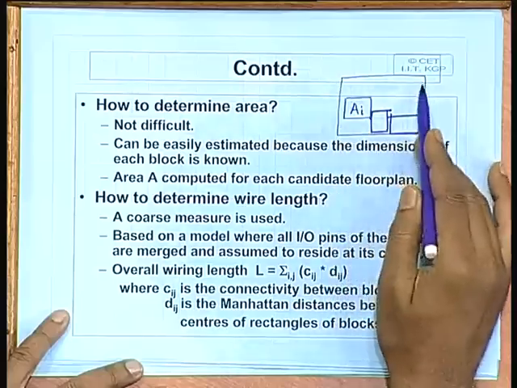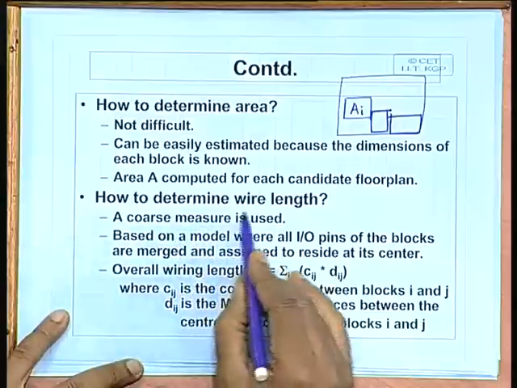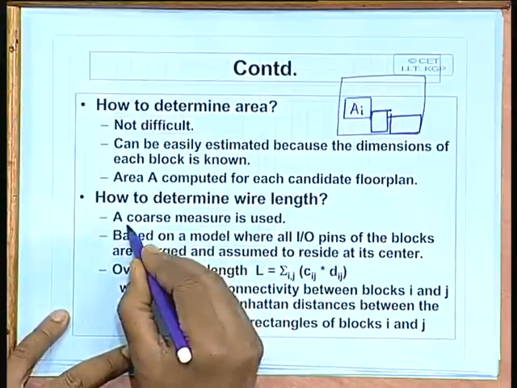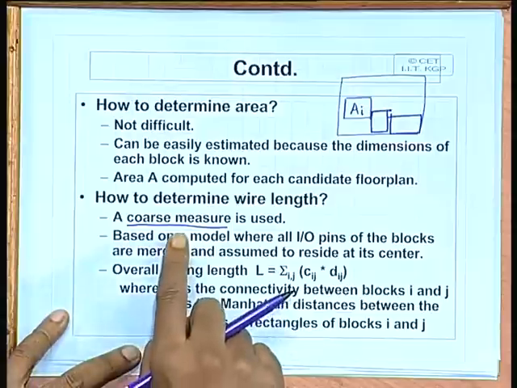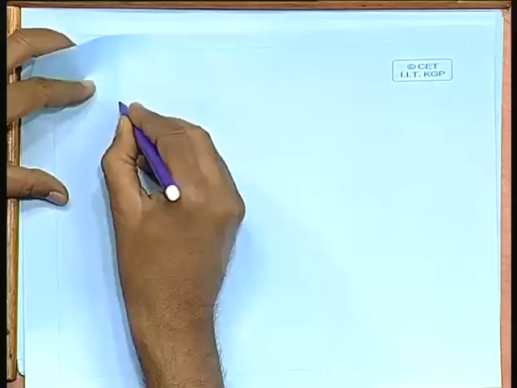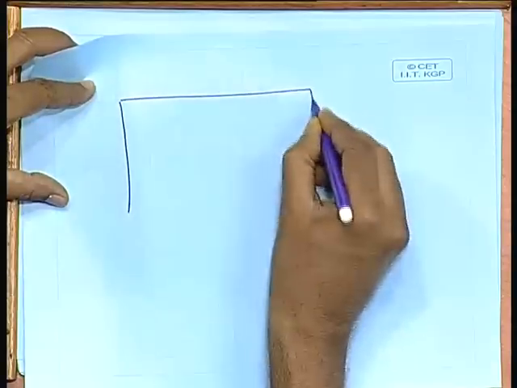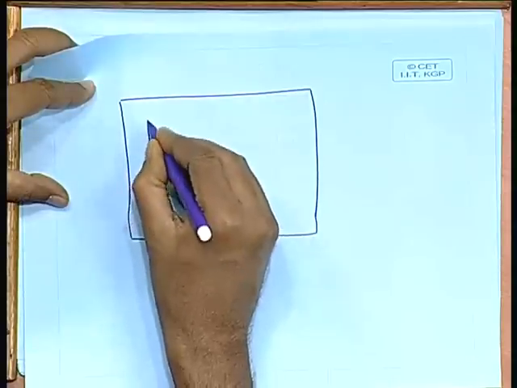And at this step, since we have a very approximate layout of the blocks, while determining wire length, we adopt a very coarse measure. Say the coarse measure is like this. Suppose on the floor there are 2 blocks.